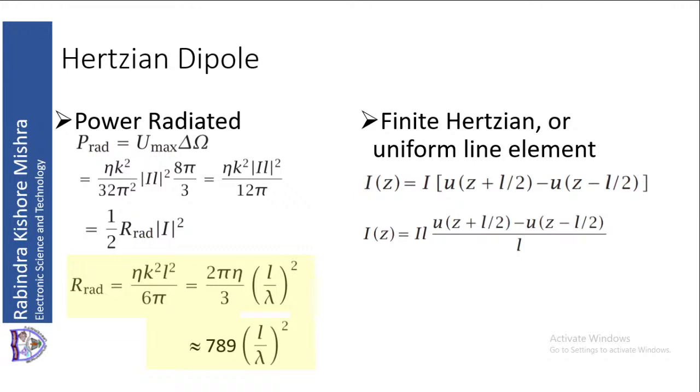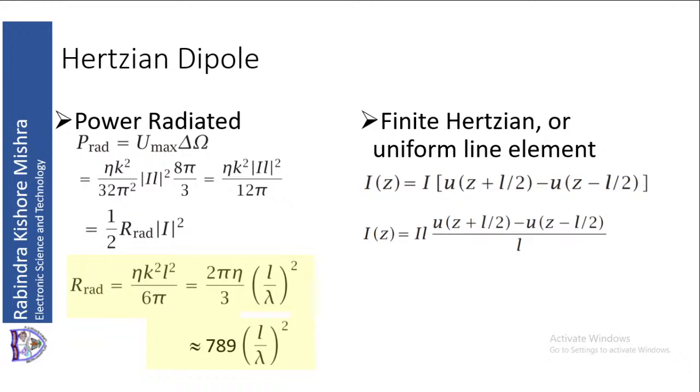If R_rad is very small, a small resistance will not consume more power, which means less power will be consumed, and the antenna will radiate very little power. So a small antenna like a Hertzian dipole is an inefficient radiator.